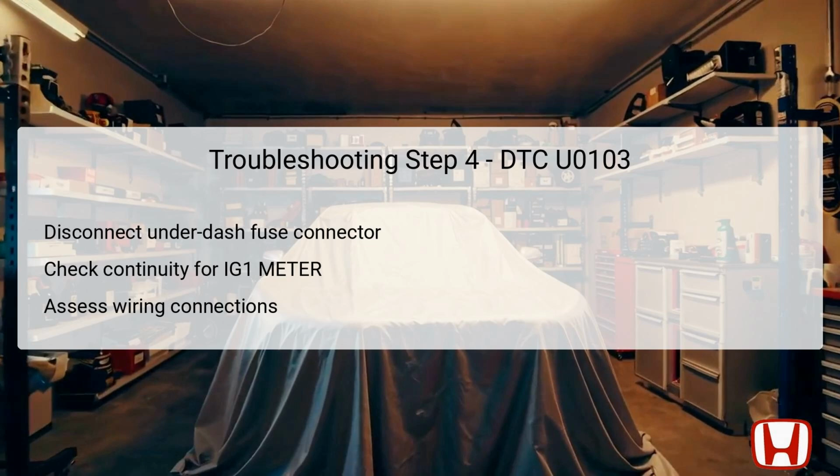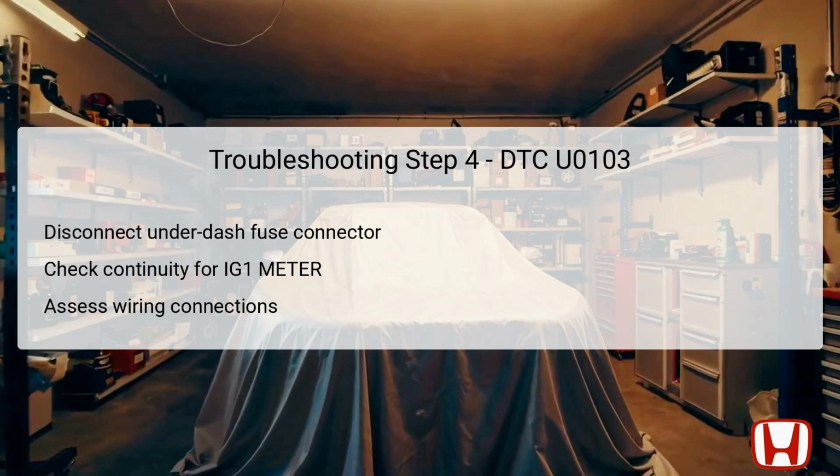First, disconnect the under-dash fuse relay box M12P connector to eliminate interference during testing. With the vehicle still in off mode, measure continuity between test points, specifically number 18 from the SBW connector to number 12 of the under-dash fuse connector. A successful continuity test indicates an intact IG1 meter wire, allowing communication.